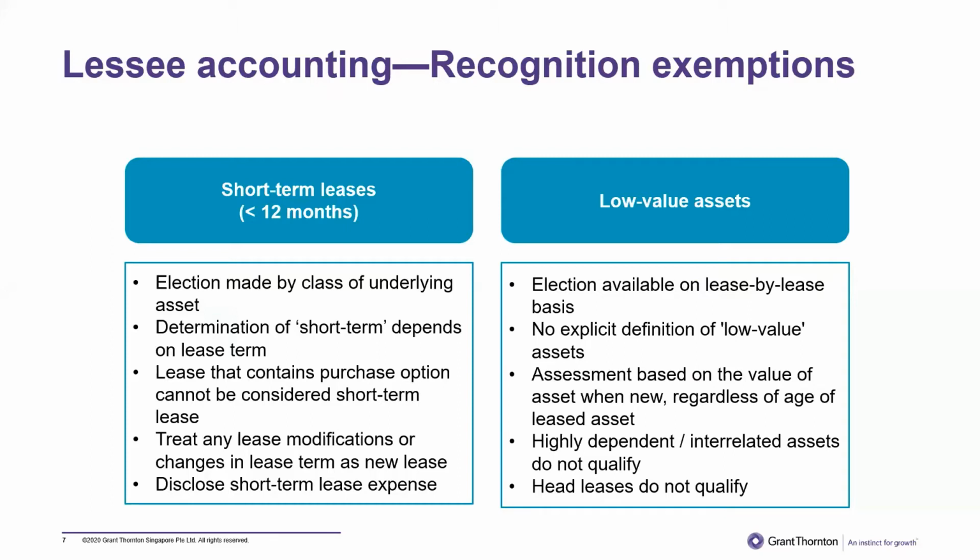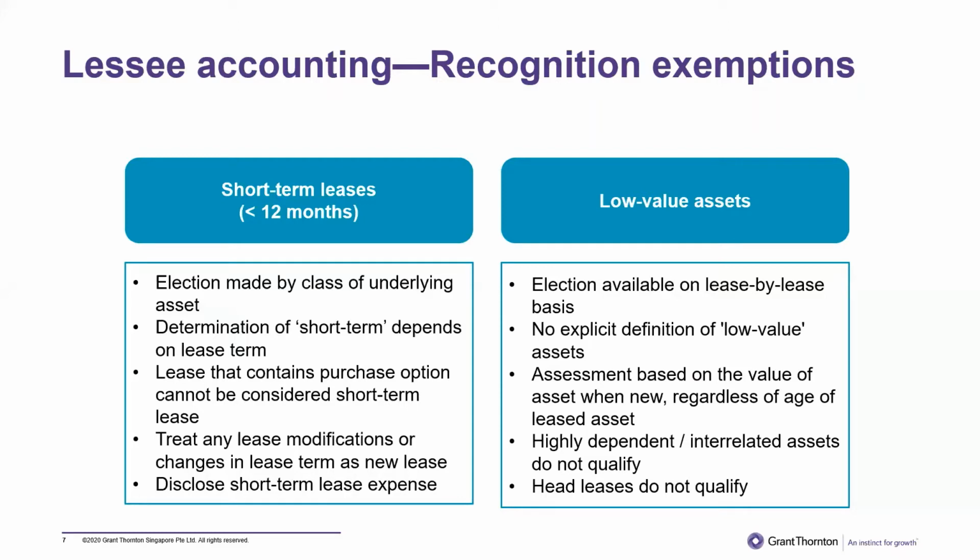So the first one is for short-term leases. Short-term lease means leases which have a lease term of less than 12 months. Now, if your lease has renewal options, please consider the probability of exercise of those renewal options, because the lease term has to be determined taking into consideration the probability of exercise of renewal options and termination options.